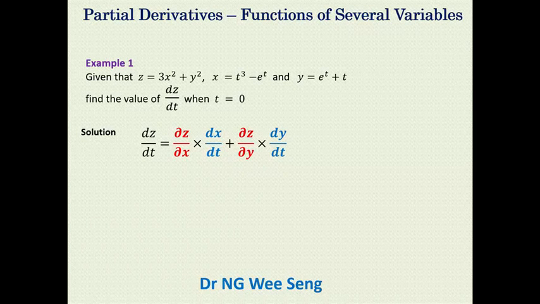Let's look at two examples. The first example illustrates the first version of the chain rule for functions of two variables. Here we have z a function of x and y, which are both functions of t. We are asked to find dz/dt when t equals 0. So we'll begin by finding dz/dt in terms of x, y, and t. So this is the formula we've just seen, and our job is to find all the four terms on the right hand side.